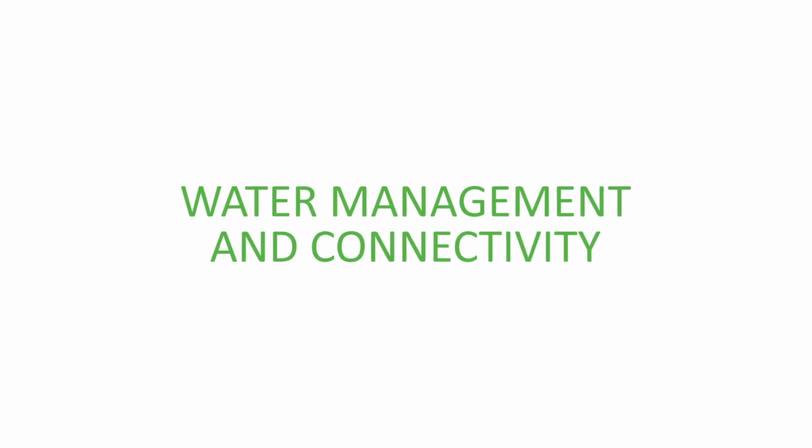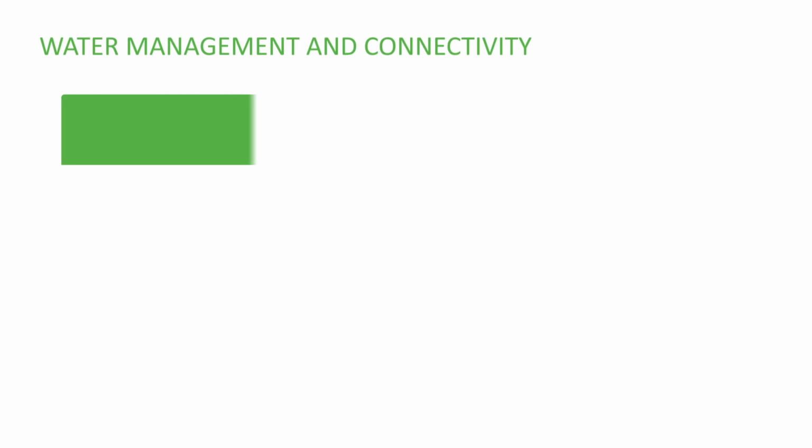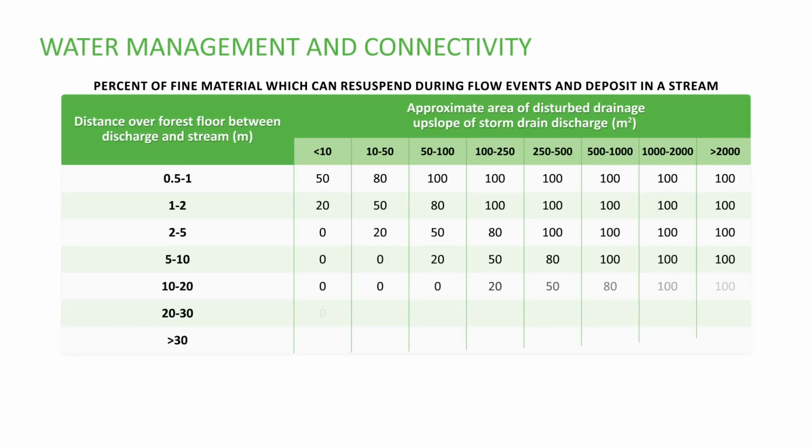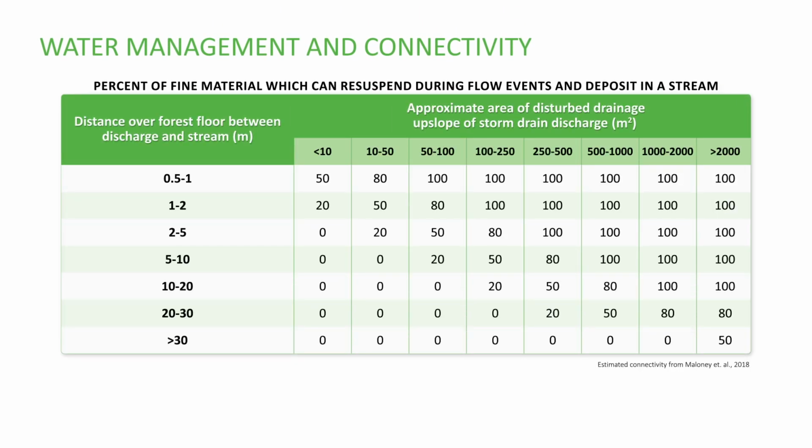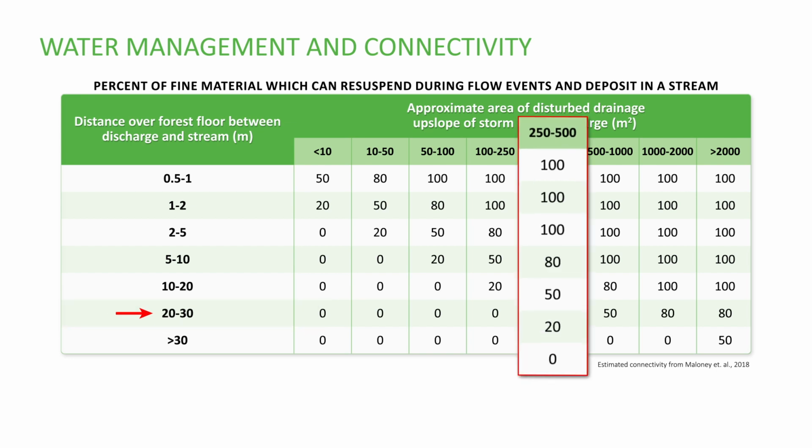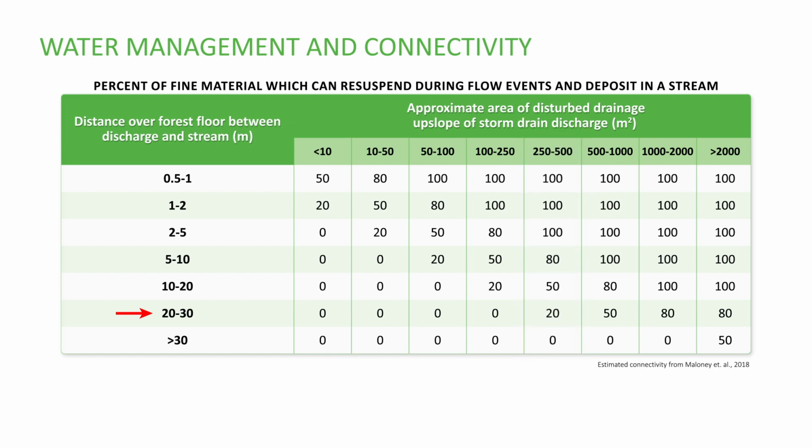Water management and connectivity. While all percentages in this table are just approximations, they still provide good insight that can help guide water management near streams. As an example, consider an outlet of a culvert or offtake that is 25 meters from a stream, shown by the red arrow on the left, and has a contributing drainage area of about 400 square meters, shown by the red arrow at the top. The table shows that eventually, 20% of sediment present at the outlet may still enter the stream.